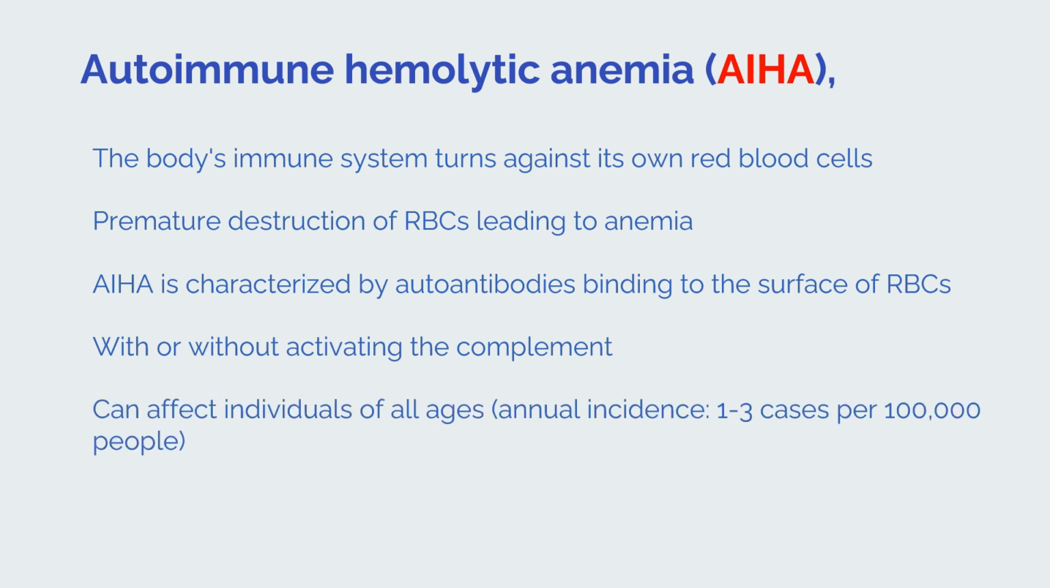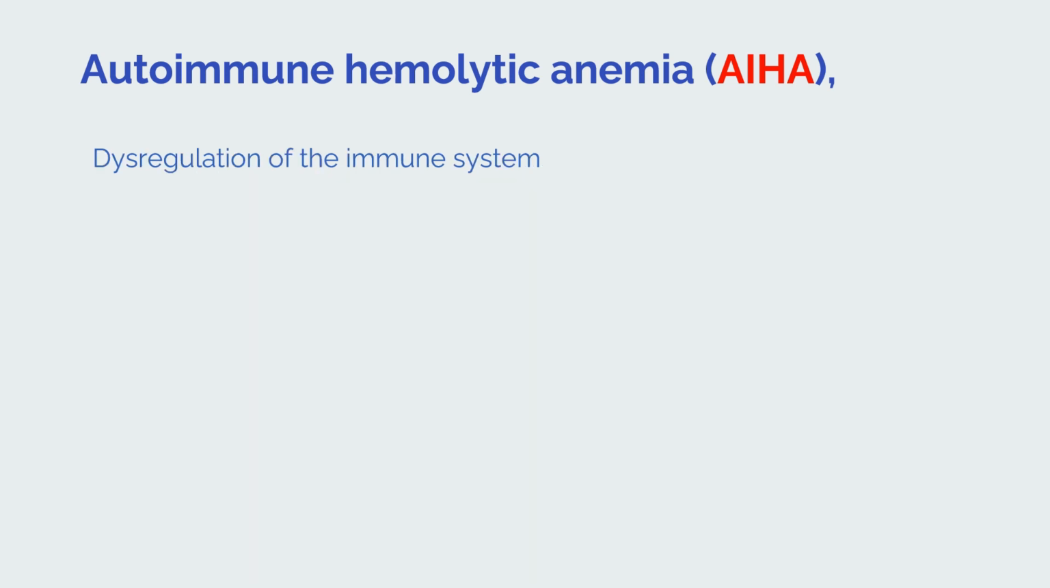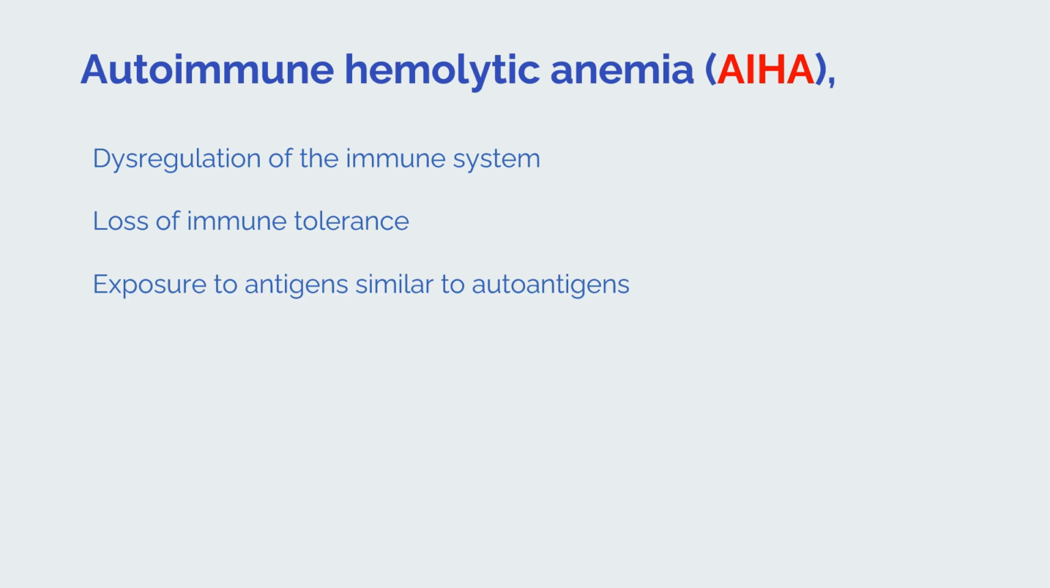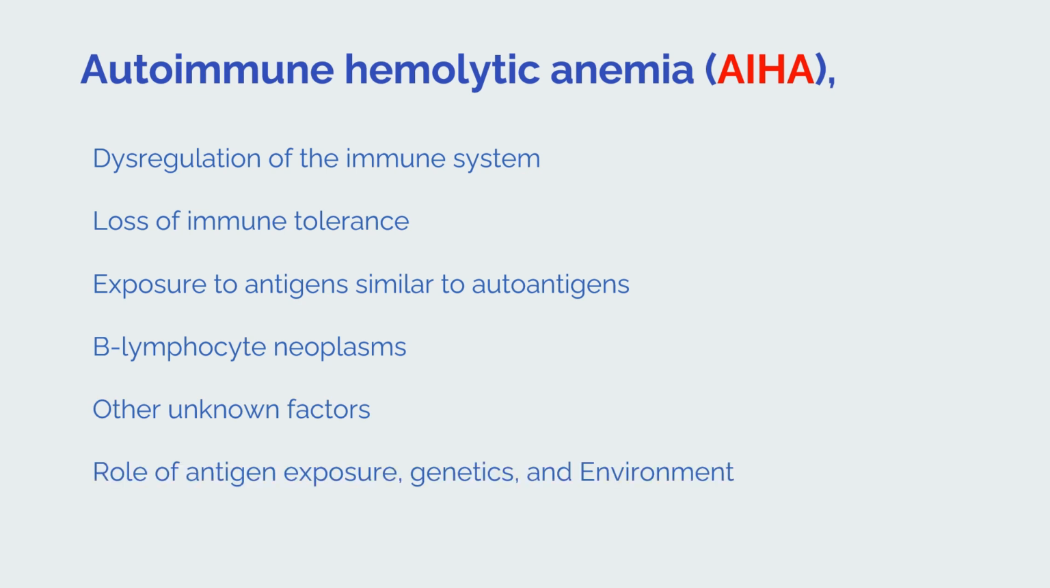It can affect individuals of all ages, with an estimated annual incidence of 1 to 3 cases per 100,000 people. The development of autoantibodies in AIHA can be attributed to various factors. These include dysregulation of the immune system, loss of immune tolerance, exposure to antigens similar to autoantigens, B lymphocyte neoplasms, or other unknown factors. The type, amount, and duration of antigen exposure, as well as genetic and environmental factors, may also play a role in the development of autoantibodies.